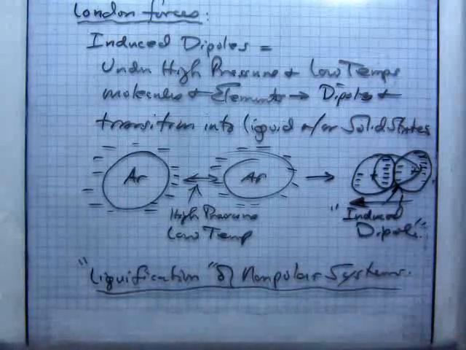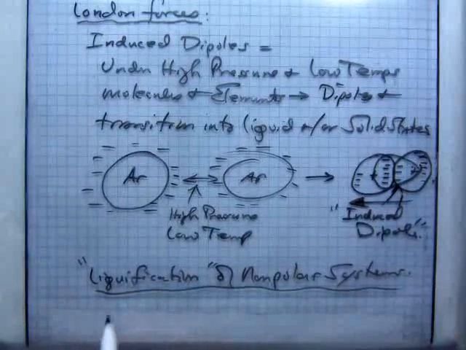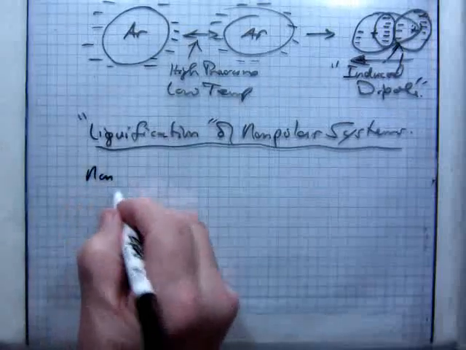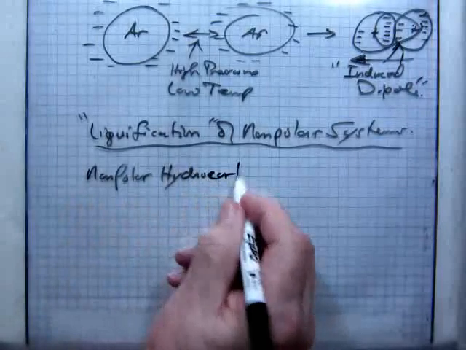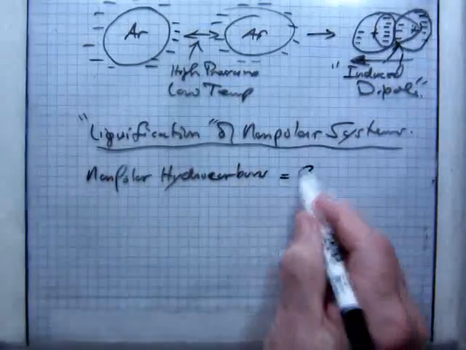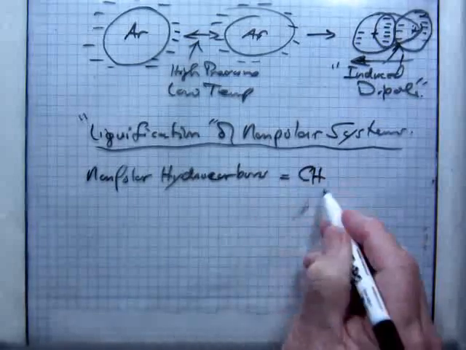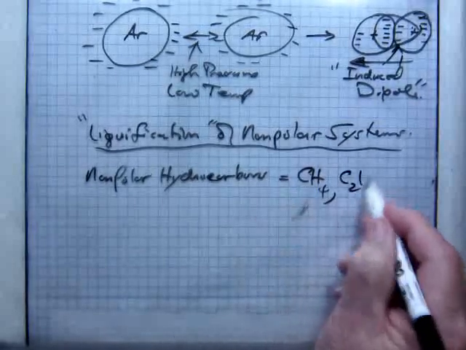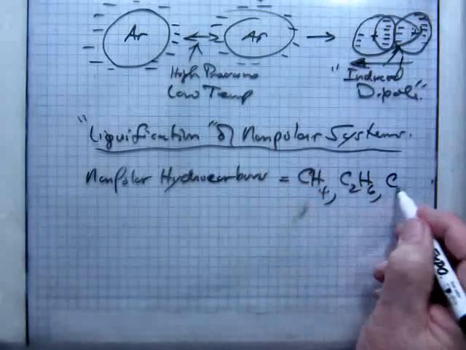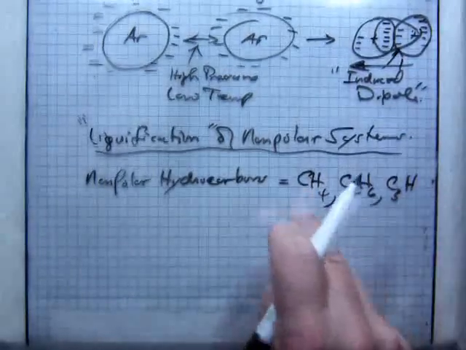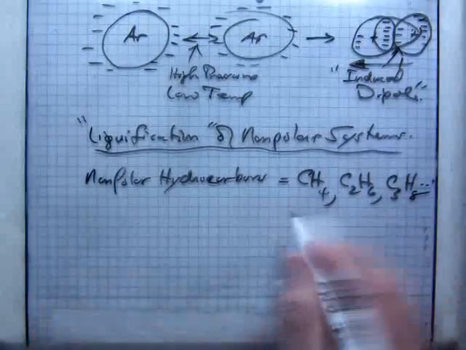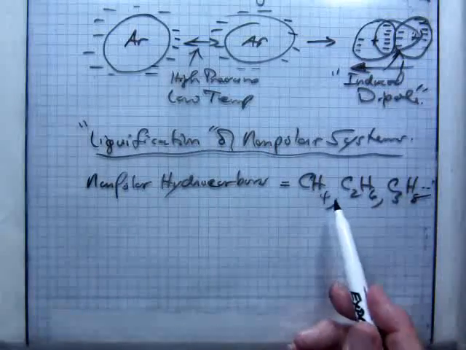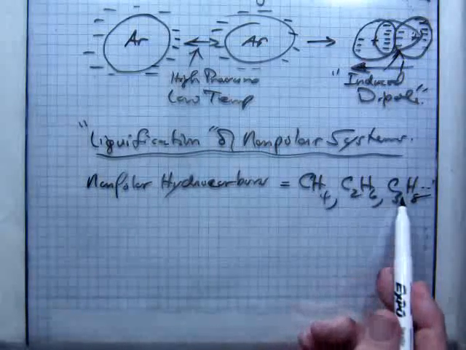So if you have hydrocarbons, what we call nonpolar hydrocarbons, such as methane, ethane, propane, etc., these have to be liquefied by high pressure and low temperatures.